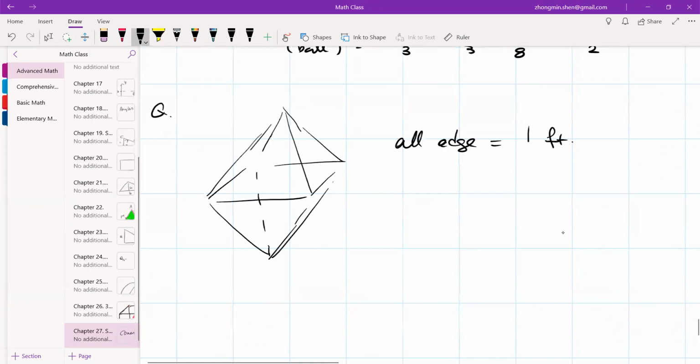Each edge has a fixed length: 1, 1, 1. What is the volume? This will be our last problem today. Just a review, maybe we already did that before. It's actually grouping 2 pyramids together into one.